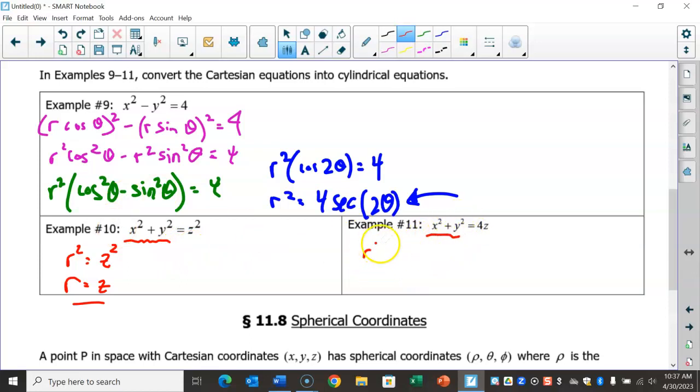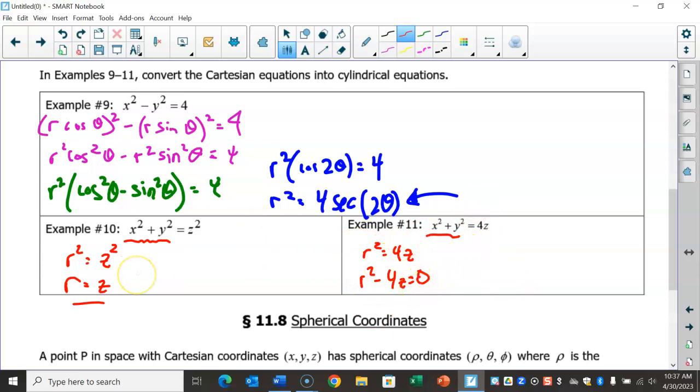This is just going to be r squared on the left-hand side. It's going to be 4z. And then I really don't do too much with this one. I could just do r squared minus 4z equals 0. I could leave it alone like this. I could technically do a square root of 2 square roots of z, however I want to do this, but I'm going to be okay with it right here.